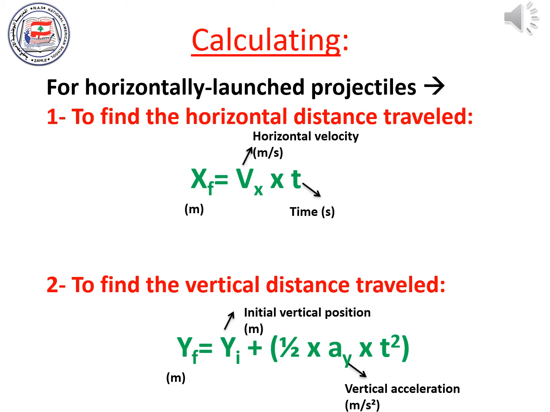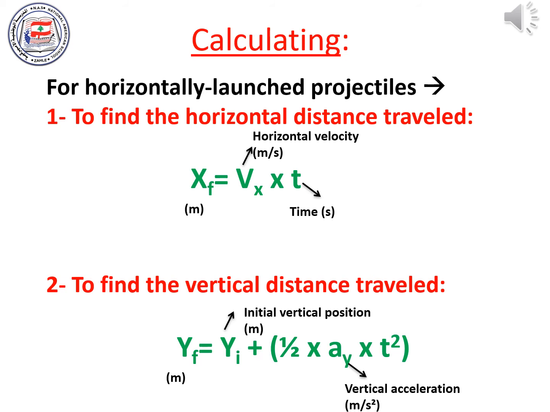Today we are only going to talk about the calculations for horizontally launched projectiles, and in the next session we are going to talk about angle-launched projectiles. 1. To find the horizontal distance that is traveled, we use the following equation. xf, which is the horizontal distance traveled in meters, is equal to Vx, which is the horizontal velocity that doesn't change, so if you have the initial horizontal velocity, you have Vx, times time, which is measured in seconds.